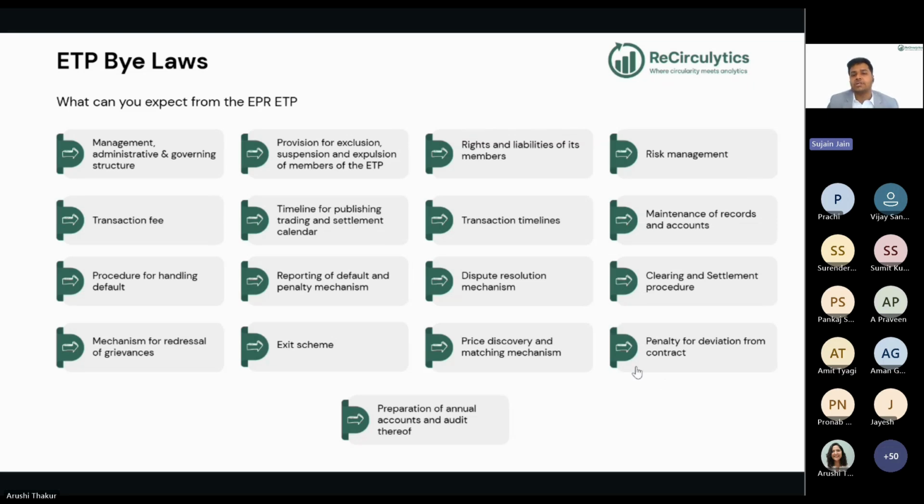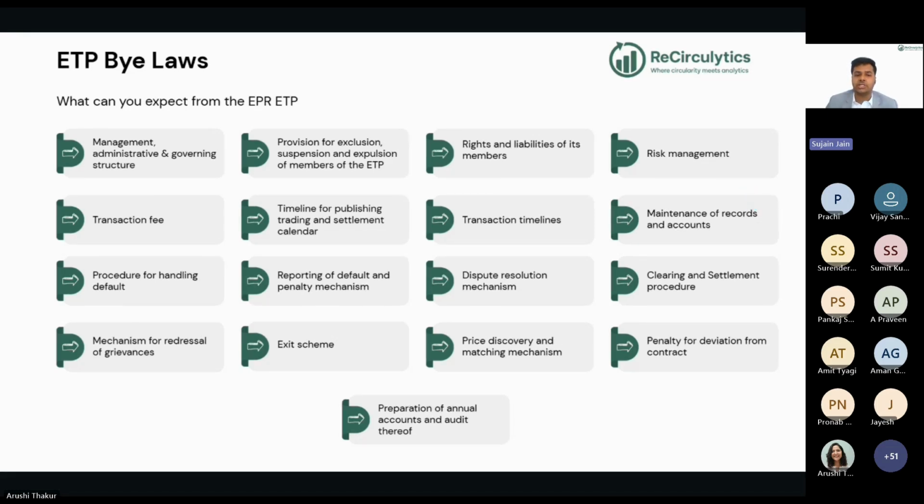So you will understand what the timeline is, when the auction will take place, when the payment has to be made, what the transaction fees will be if there are any changes, what the rights and liabilities of the members are, how a default will be taken care of, whether there will be any penalty, and the clearing procedure, because putting the order and getting the order is not enough. We will have to do the whole settlement with the buyer and the seller. So all of these details would be mentioned in the bylaws which are going to be released by the operator before they run the exchange.